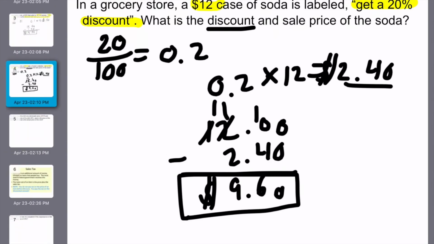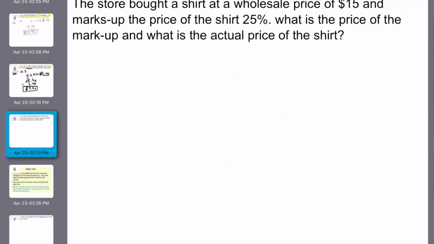Okay, let's try another example. This time we're going to try a markup example. The store bought a t-shirt at a wholesale price of $15 and then marks up the price of the shirt 25%. It wants to know what is the price of the markup and also what is the new price of the shirt.